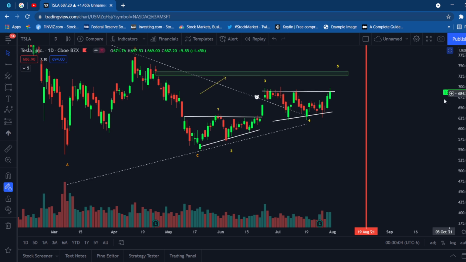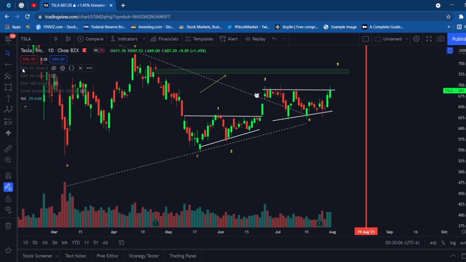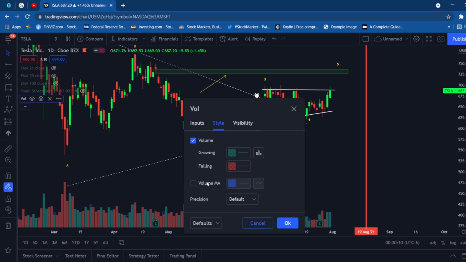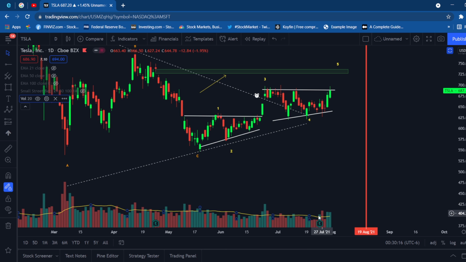Now if we look at the daily, we have some nice volume. How do we check if it's nice volume? We click the settings icon, and I like to add the volume MA, and let's color this yellow. And as you can see, above average volume, that is very nice. So at the breakout right over here, we had nice volume going in.